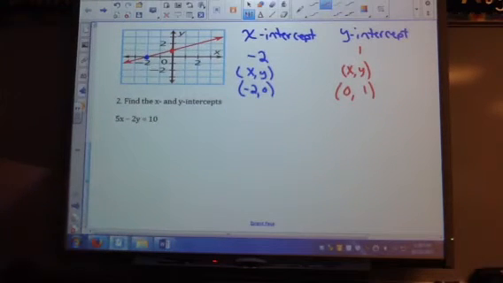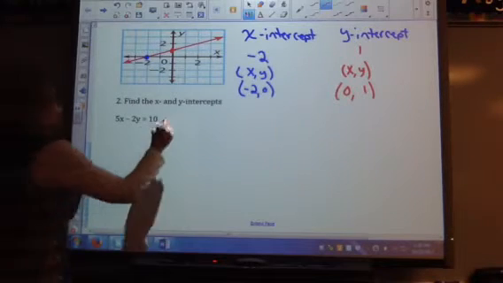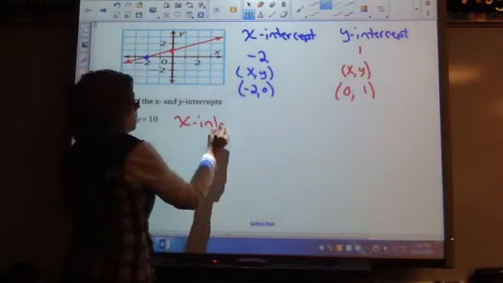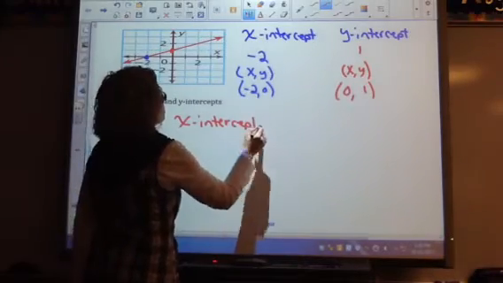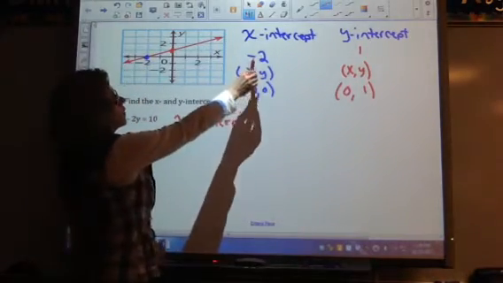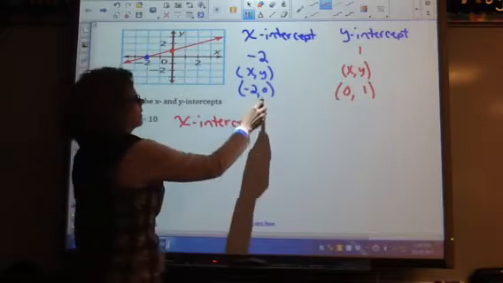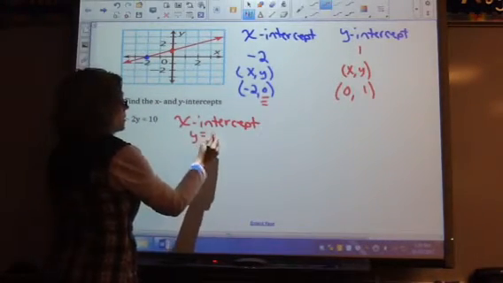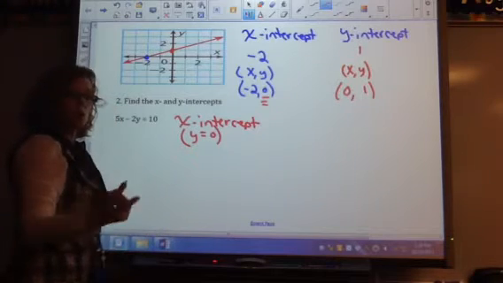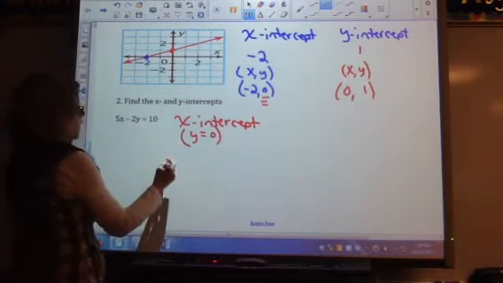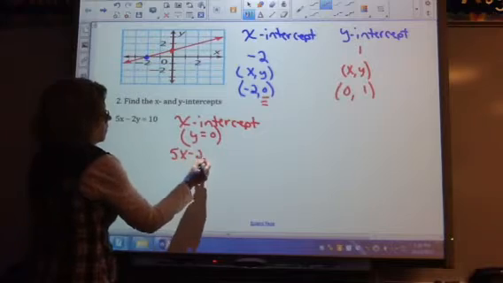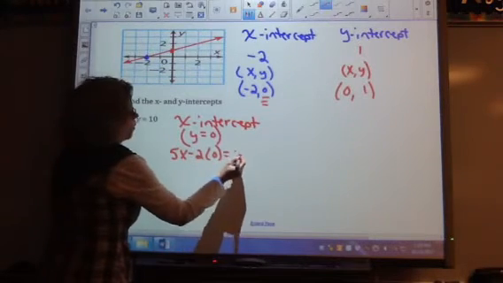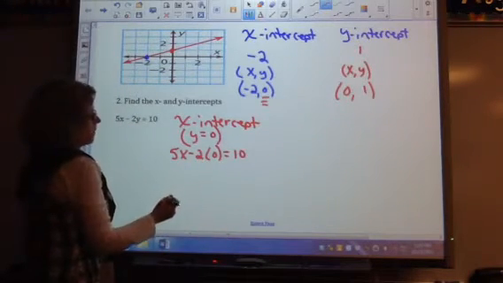Okay, now we've been given an equation and we're going to find the x and y intercepts. So let's find the x-intercept first. Well, to find the x-intercept, what is always consistent? Your y value is 0. So let's substitute 0 in for y. That's what you do to find the x-intercept. So with this equation, we're going to substitute 0 in for y, and we're going to simplify.